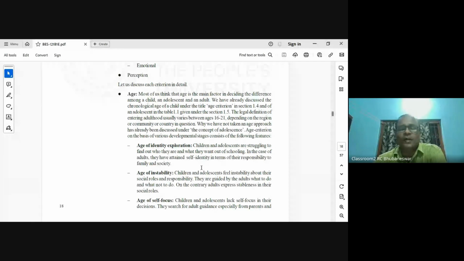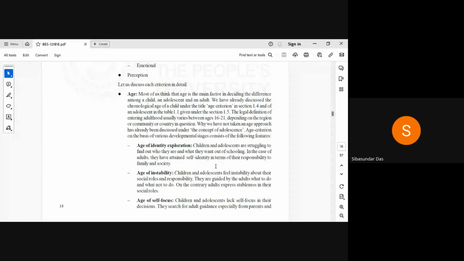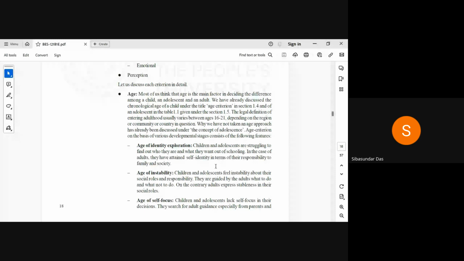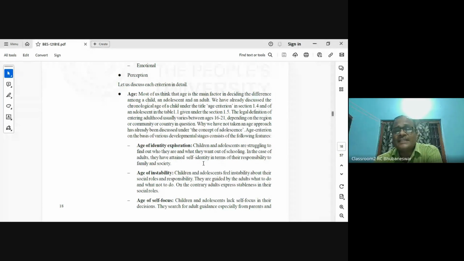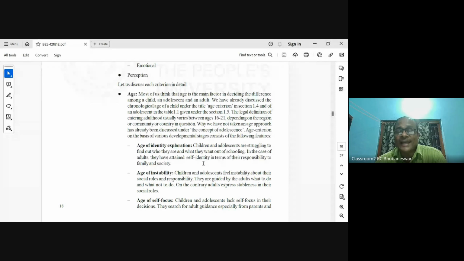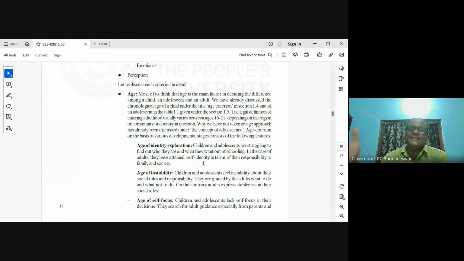Okay. So, age of identity exploration. What do you mean by age of identity exploration? Age of identity exploration relates to children and adolescents struggling to find out who they are, because they are unaware about themselves and they want information, knowledge, experience, skill through participating in different activities in the community as well as in school.